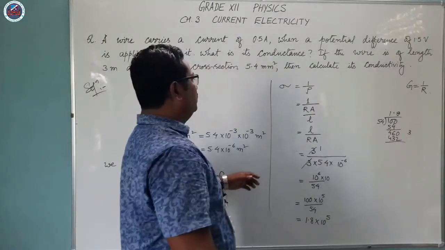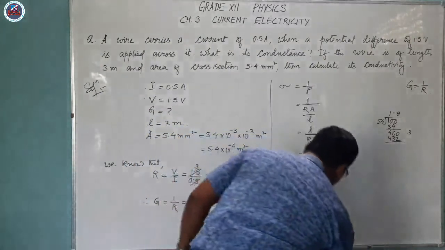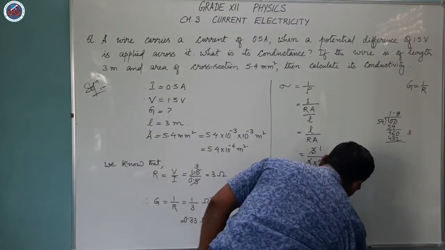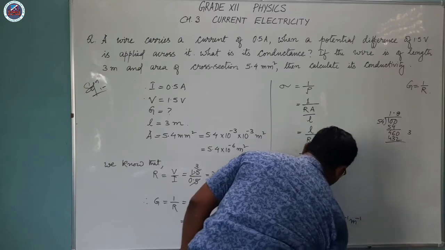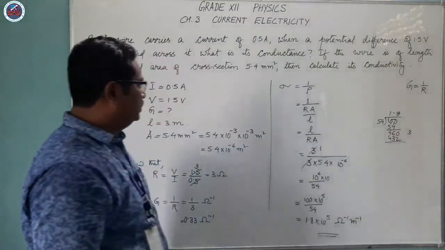Then the unit: you can write per ohm per meter or Siemens per meter. Like this you can calculate the conductivity.